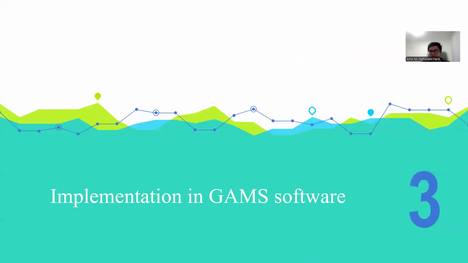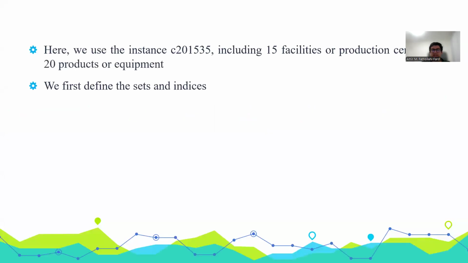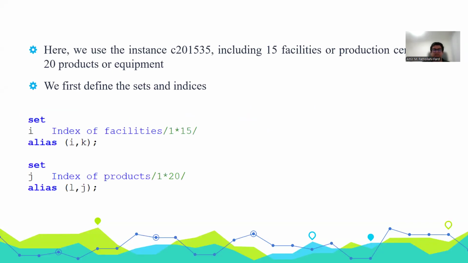So now we want to implement this linear optimization in the GAMS software. In this regard, I took an instance from my papers, which includes 15 facilities or production centers and 20 equipments or products. In the GAMS software, we must first define the sets. So we have two sets, as I explained before.